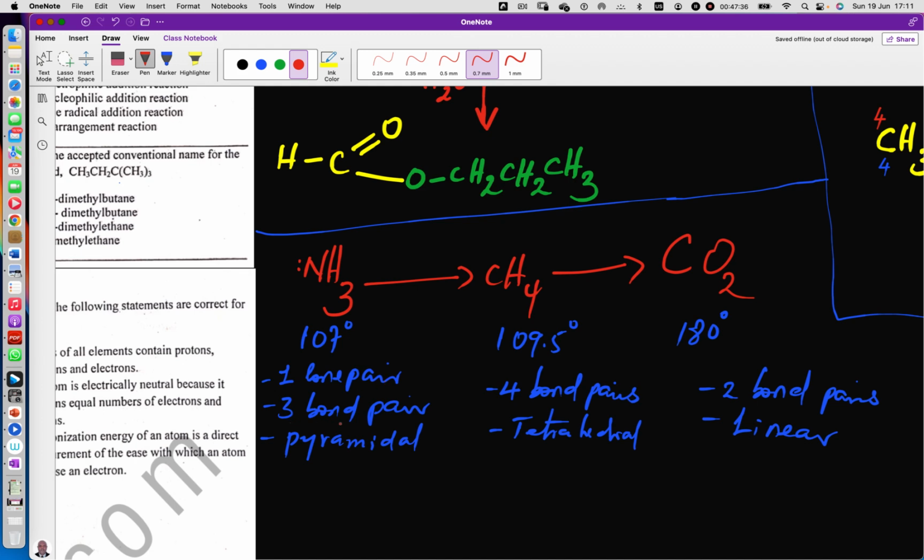And this lone pair of electrons is the one that's causing a repulsion here, and that results in a pyramidal shape. For the purpose of revision again, methane has 109.5°. Why? It has 4 different bond pairs, and for that reason it has a tetrahedral shape.